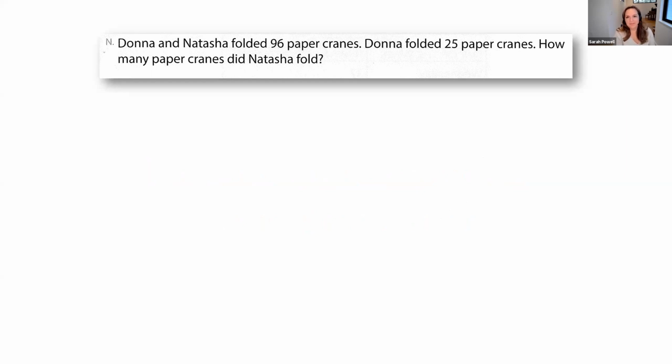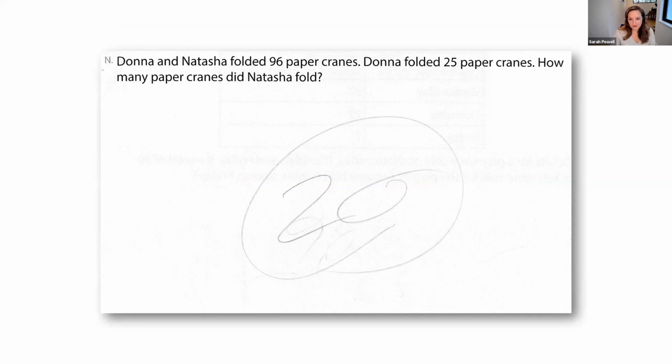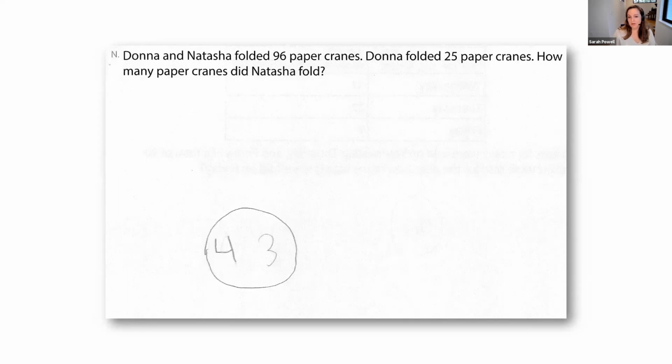If you want to read the problem and figure out how you would solve it, take a few seconds to do that. And then we'll show you how students respond to this problem. So here's one student's work. This student wrote 20 or 26. We're not really clear on what they wrote there, and we're also not really sure what their strategy was for solving this problem. This student wrote 43. That probably does not go along with your answer to this word problem. And again, we're not sure exactly what this student did.